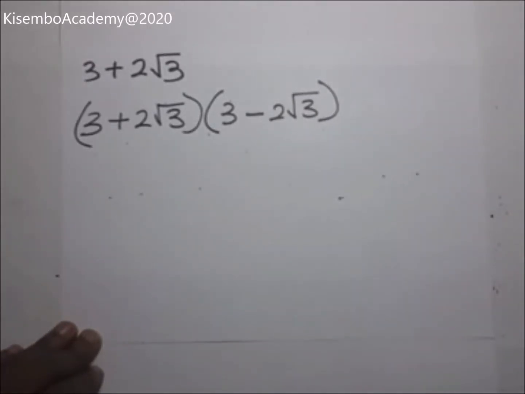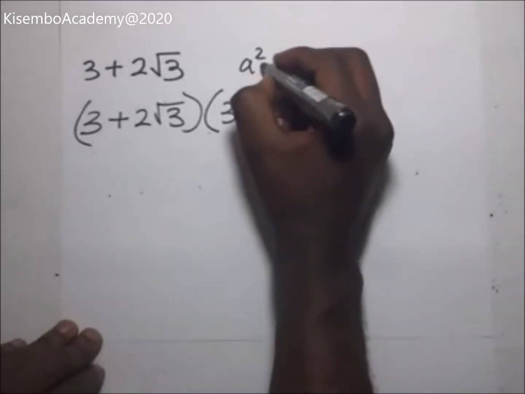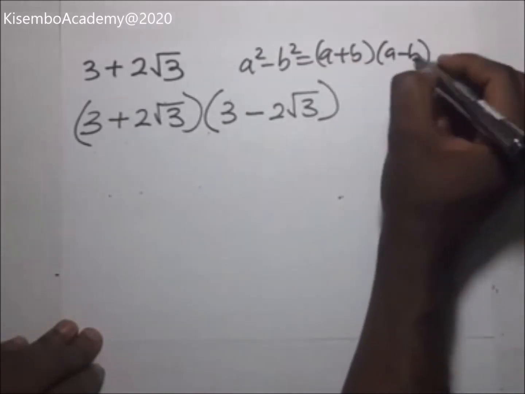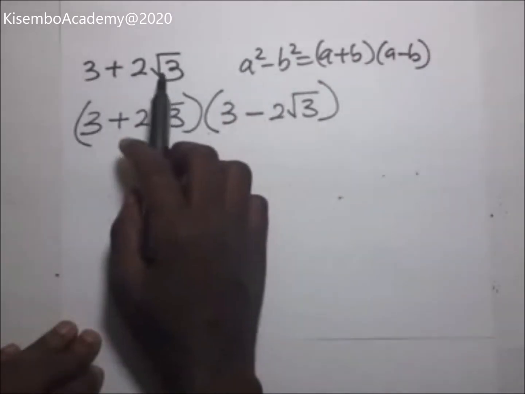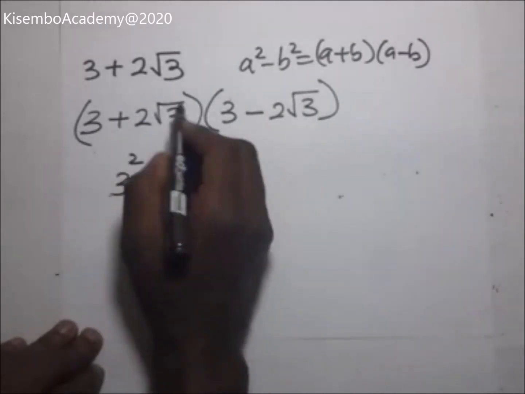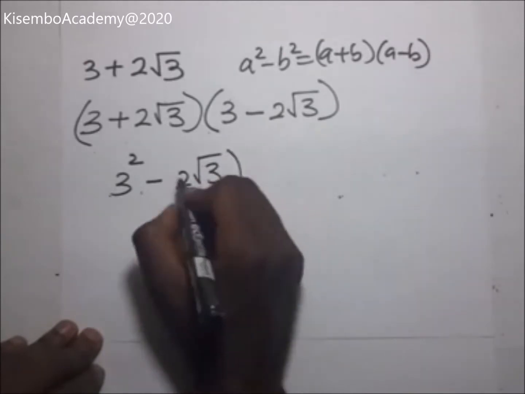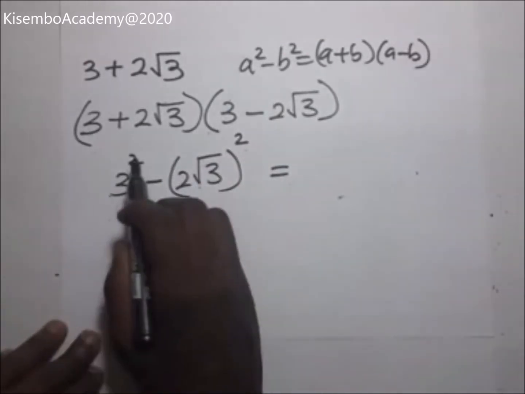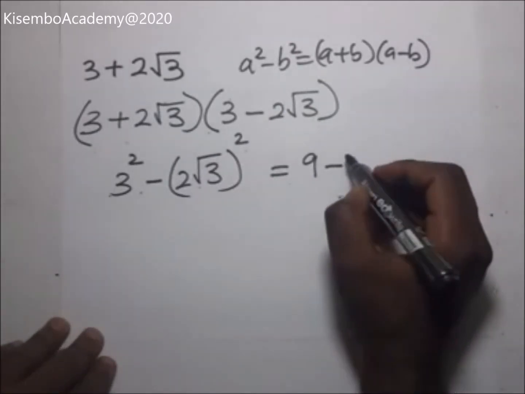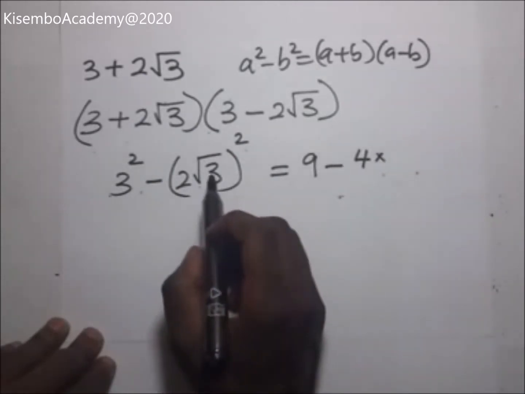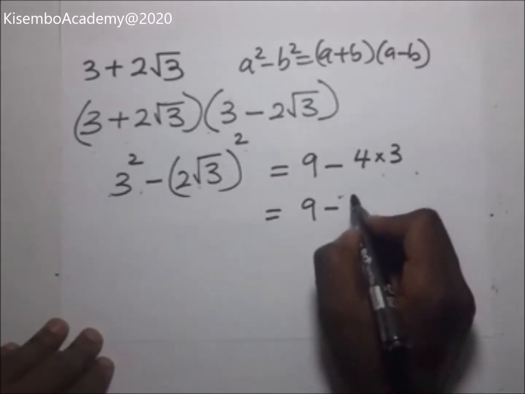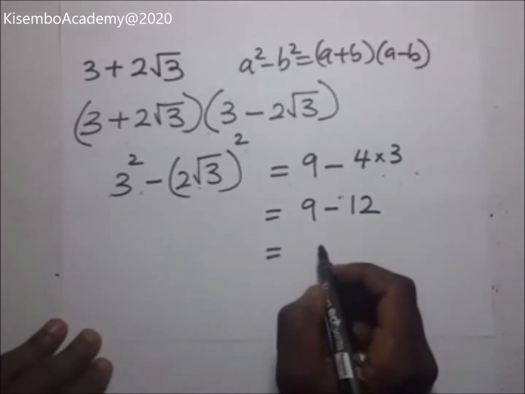Now, using the difference of two squares, our value of A is 3, our value of B is that. So this is the same as saying 3 squared minus 2 root 3 squared. And definitely that's going to become 3 squared, which is 9, minus 2 root 3 squared. This is going to be 2 times 2, which is 4, times root 3 squared, which is 3. And we end up with 9 minus 4 times 3, which is 12. And our answer is going to be negative 3.